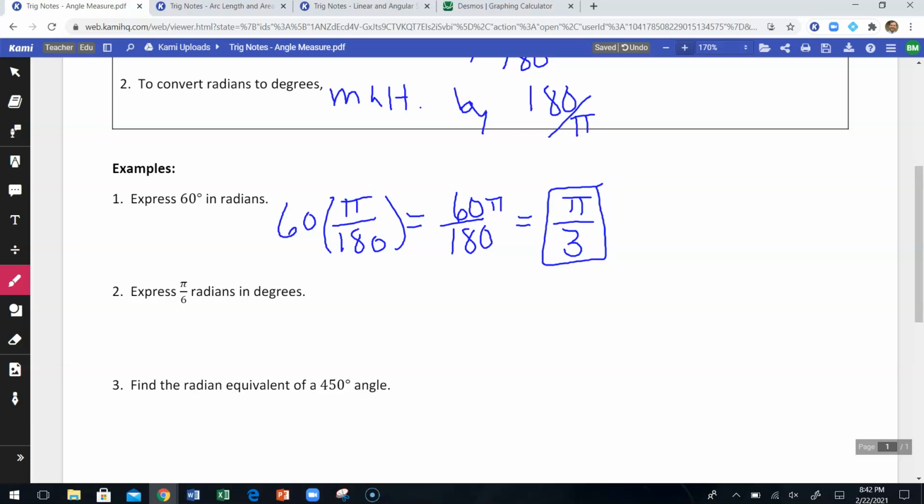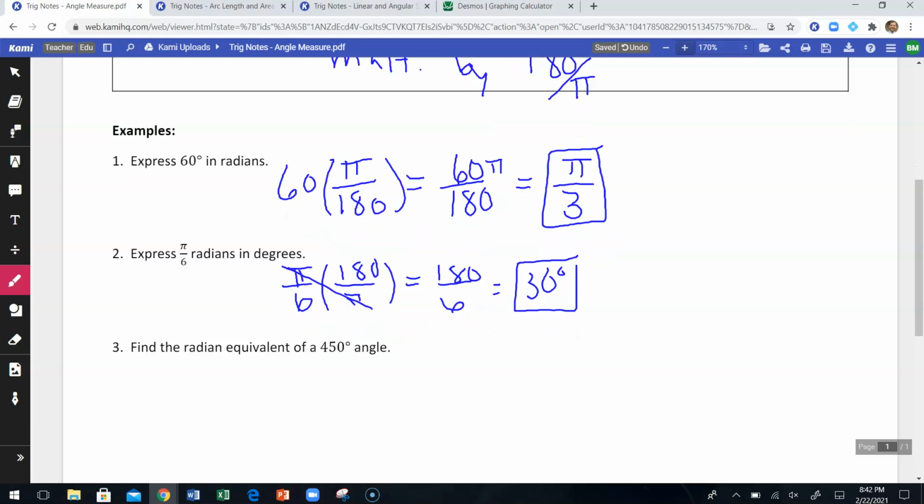Pi over 6 radians, we want to take that and convert that to degrees. So I'm going to take my radian measurement, pi over 6, and multiply by 180 over pi. And what happens here is your pi's will always cancel out. So we're essentially just left with 180 divided by 6, which is 30 degrees. Pi over 6 radians is 30 degrees.